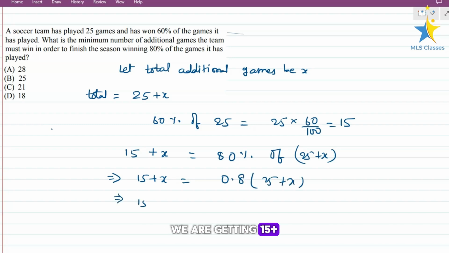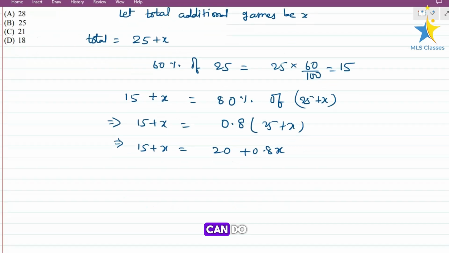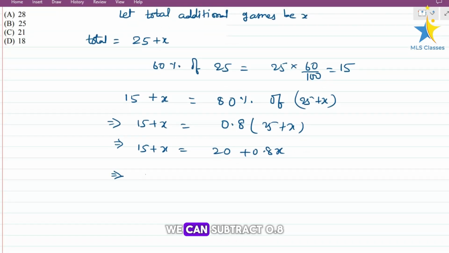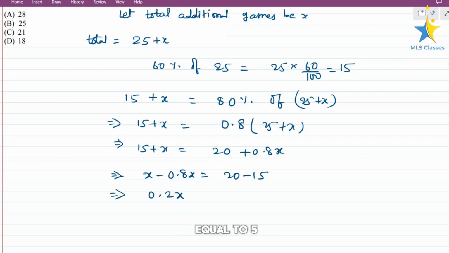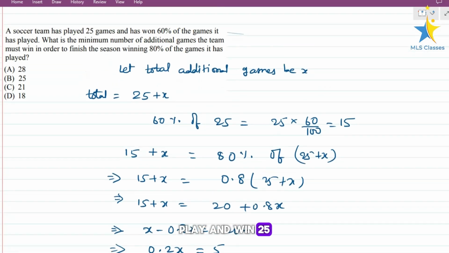From here we are getting 15 plus x is equal to 20 plus 0.8x. We can subtract 0.8x from both sides and 15 from both sides. So we'll be getting x minus 0.8x equal to 20 minus 15. So 0.2x equals 5. Dividing both sides by 0.2, we get 25. That means they need to play and win 25 additional games. So option B is the answer.